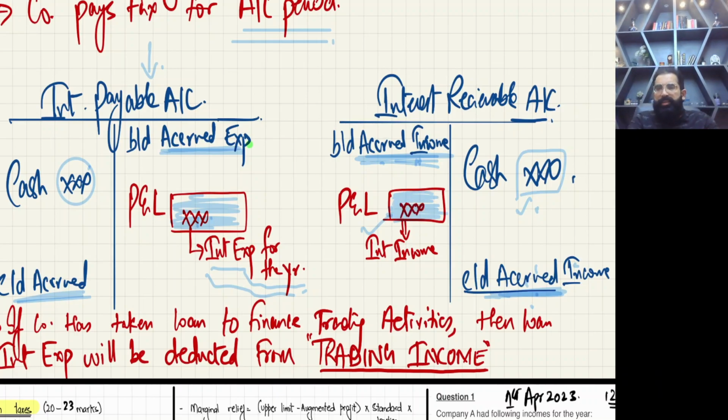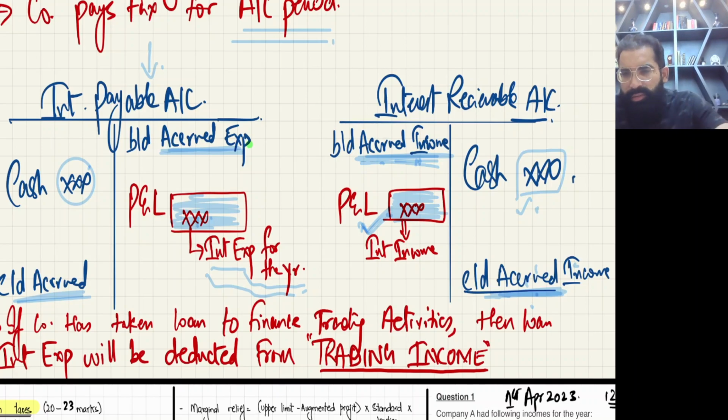The red one P&L is basically interest income for the year, right? Okay, so for companies this amount is relevant. For companies this interest income will go in the loan relationship head.